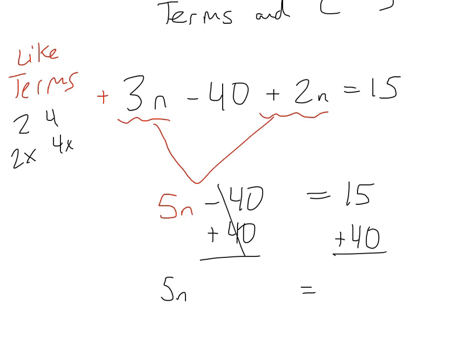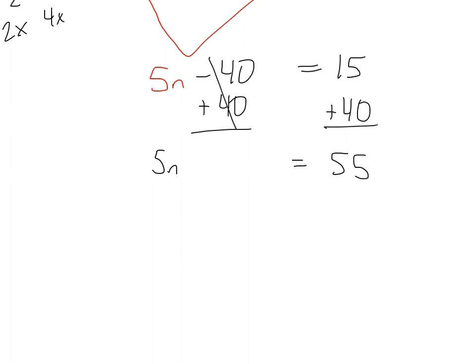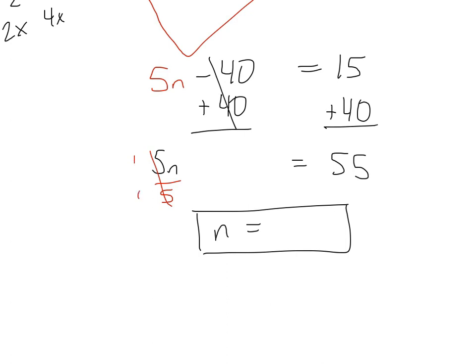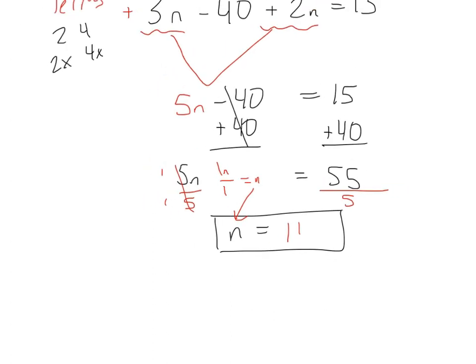Those cancel, equals 55. All right, so the last step would be, well, 5 is being multiplied by n. I need n to be by itself, so we've got to get rid of that 5 by dividing by 5, and those either cancel, or you could say they become 1 and 1. And if you did that, that would be 1n over 1, which is just the same as saying n anyway. So that's how we get that. And if I divide that side by 5, I have to divide that side by 5. 55 divided by 5, 11. And there's your answer.